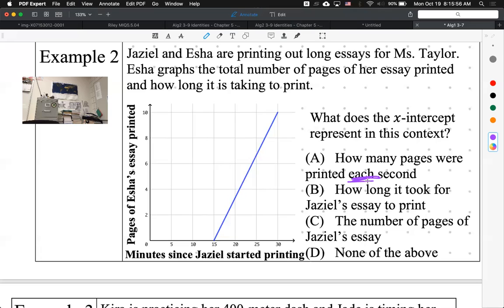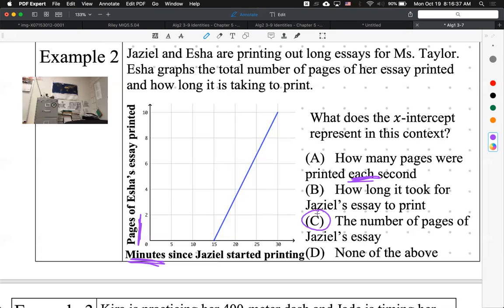All right. So let me underline this word next. I think this will help us. This is minutes since Haziel started printing, and this is pages of an essay. If this is minutes, this x-axis represents time, which means this is a time value. One of these is talking about time. This is how long it took in terms of time, and this is how many pages. So the correct answer here is C. It's 3. So pat yourself on the back. You got it correct. Good job.